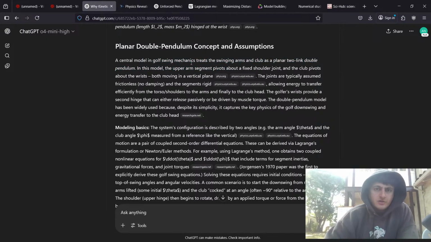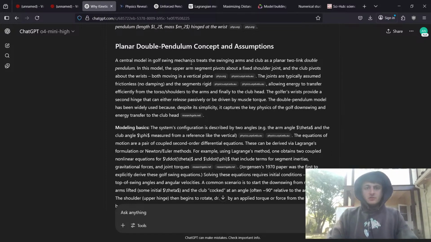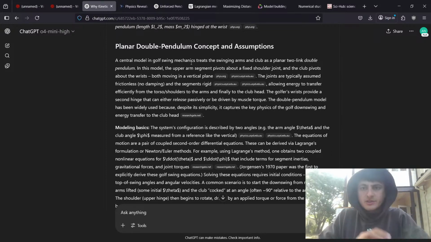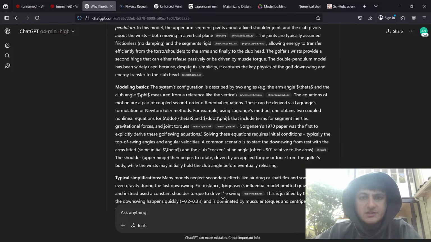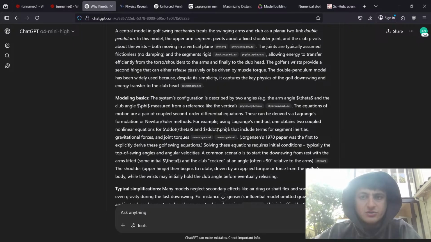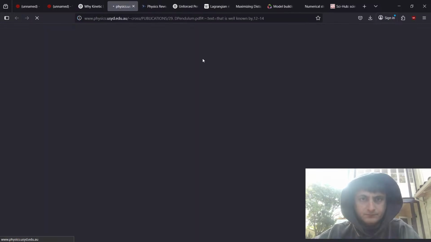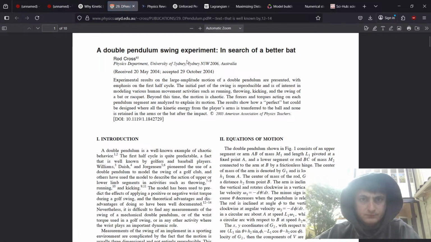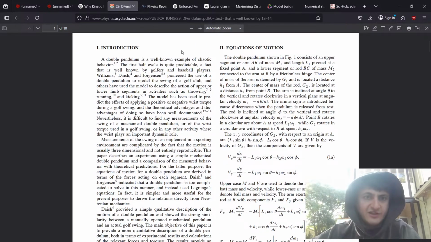The central model in golf swing mechanics treats the swinging arms and club as a planar two-link double pendulum. In this model, the upper arm segment pivots about a fixed shoulder joint, and the club pivots about the wrist, both moving in a vertical plane. That's funny, they do it in baseball too.